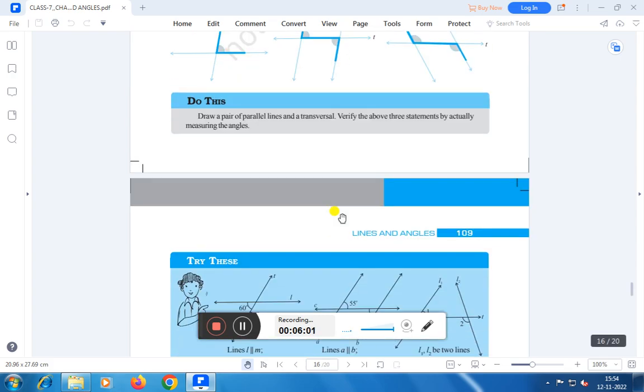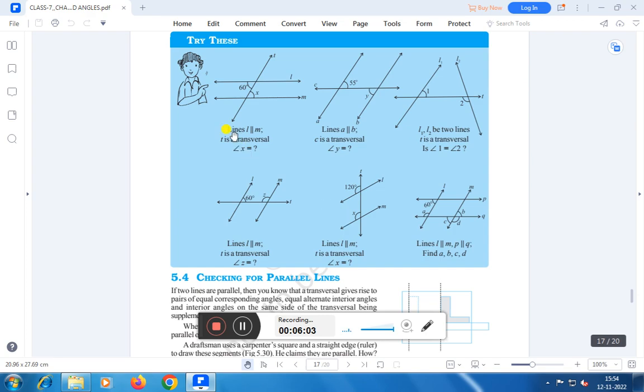Now here also you see that these are different transversals. L parallel to M and T is the transversal, then X is equal to, here this is 60, therefore this will be equal, therefore this is also 60 degrees. Here you also see that AB are parallel lines and C is the transversal. If this is 55 degrees, this is alternate interior angles, alternate angles, Y is also 55 degrees.